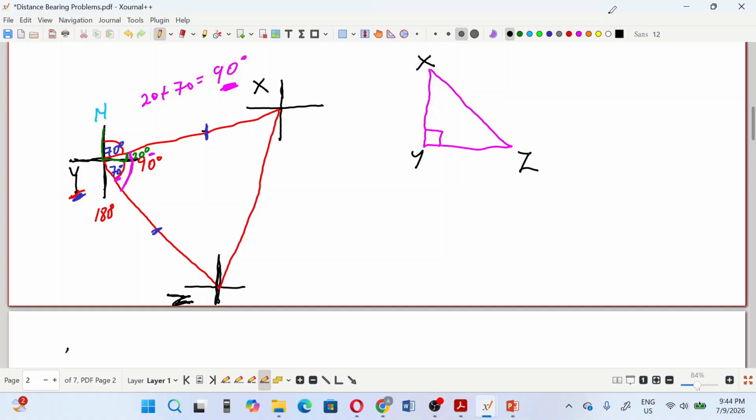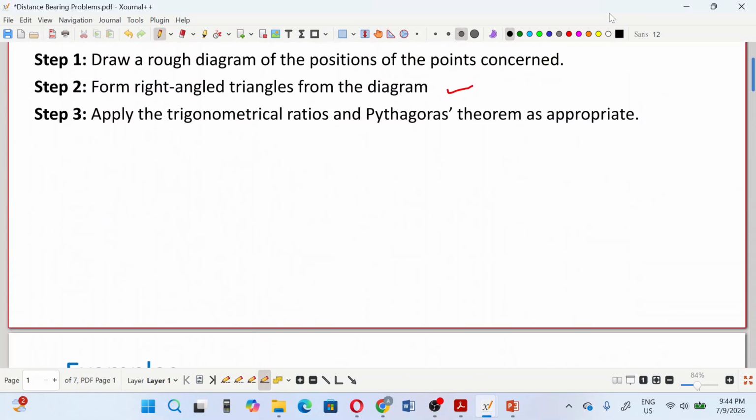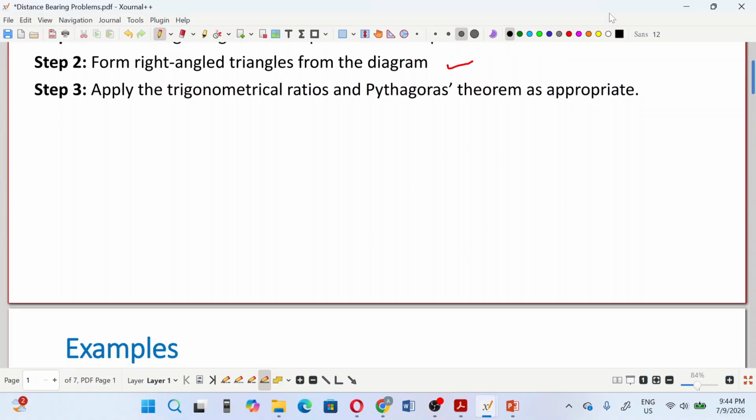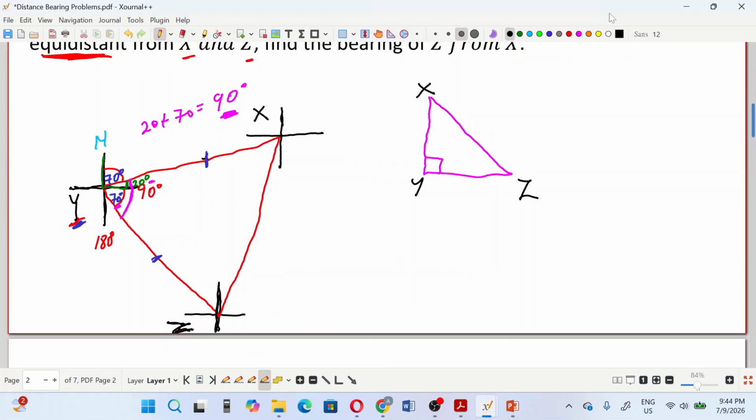So now you have something like this, which is the second step. Let's look at the second step. It says form a right-angled triangle from the diagram. So you've already been able to establish that you've found a right-angled triangle. From the question, it told us that this particular line and this line are the same, right?